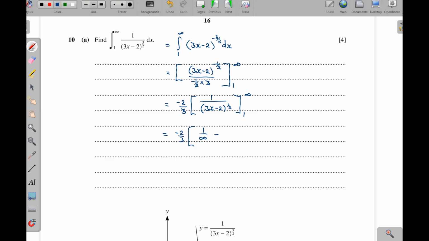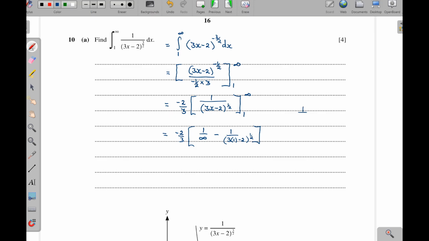Then minus, you are going to the lower limit. So you will have 1 over, you put a minus, right? Then put a 1 here. We shall have 3 minus 2, which becomes a 1. Then square root of 1 is a 1. So we have something like that. Or maybe let me show the substitution: 3 here, then minus 2, and then power half.